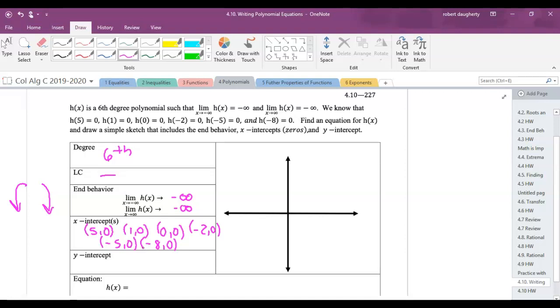Okay? So, is there any multiplicity here? No. So it means, what do I do at each of these points? Cross the axis. So (0, 0). Okay, it looks like (1, 0) is right there. I've got to go out to 5, 2, 3, 4, 5. And let's see, negative 2, negative 5, and negative 8.